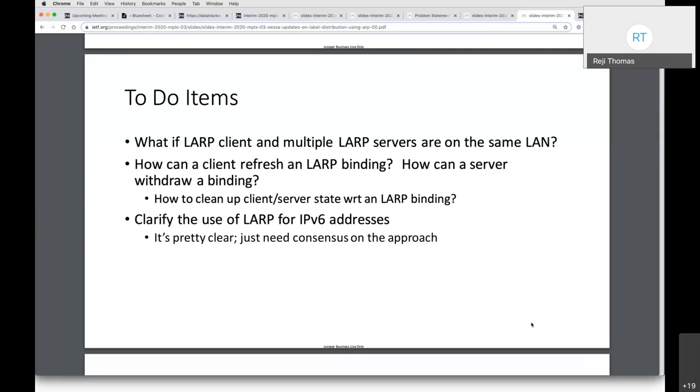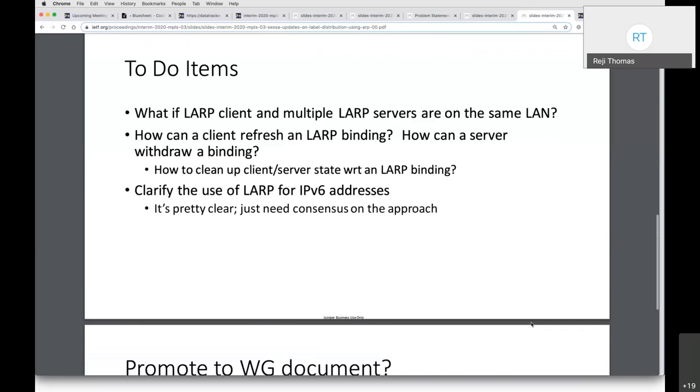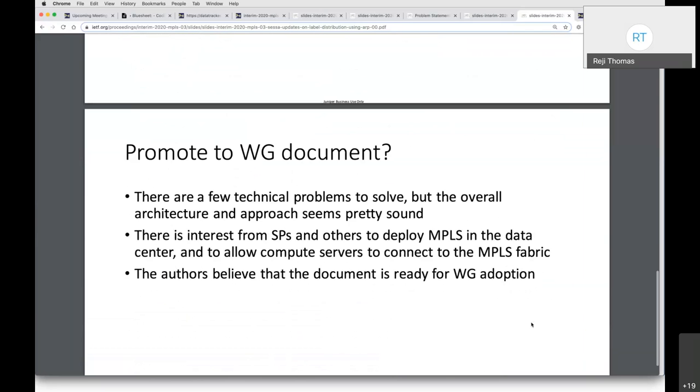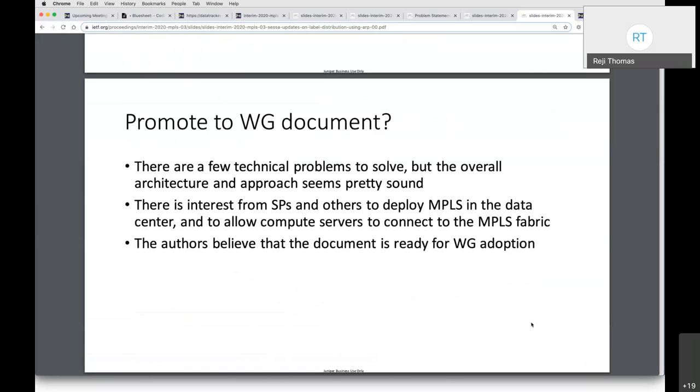Next slide, please. Yeah, so we do have some of these things to iron out, but we believe that the overall approach is solid, considering we have working prototypes and there has been interest from service providers on this. Based on that, we believe the document is ready for a working group adoption call.